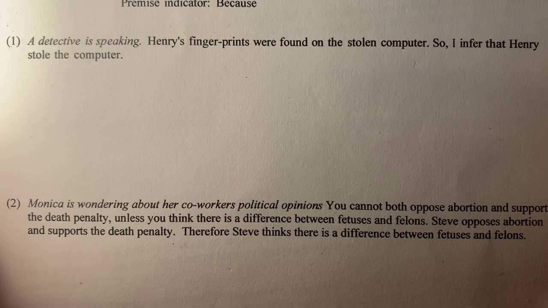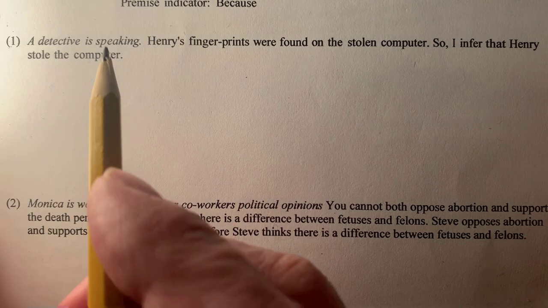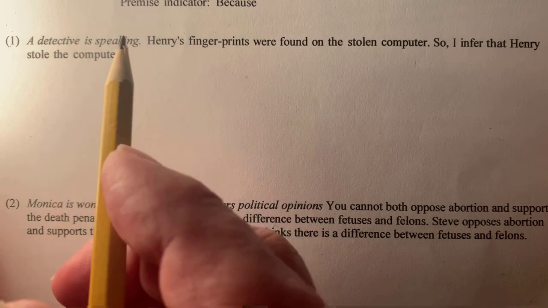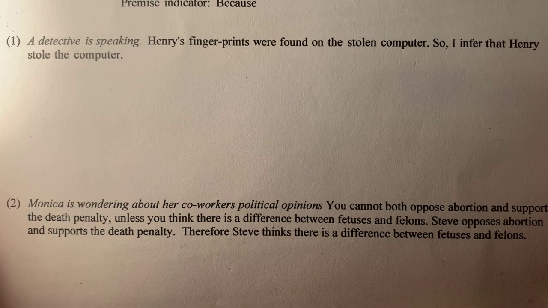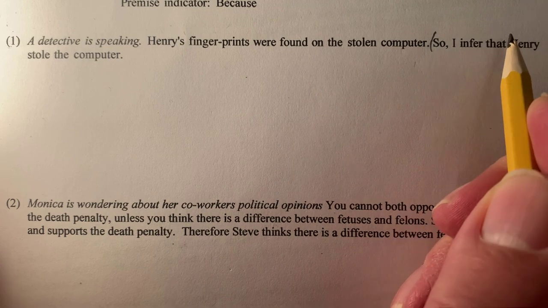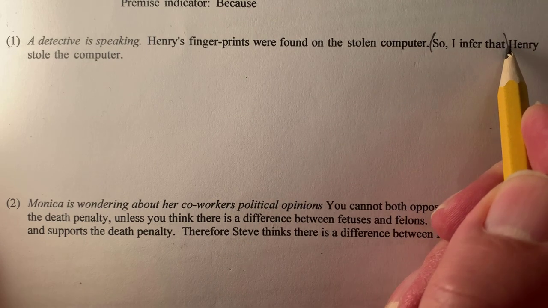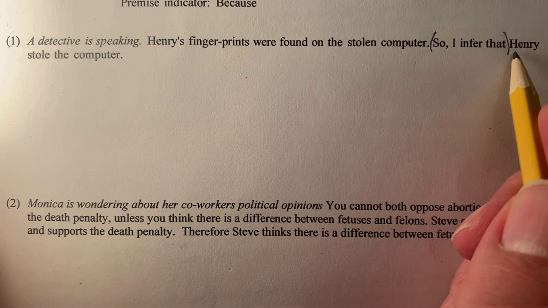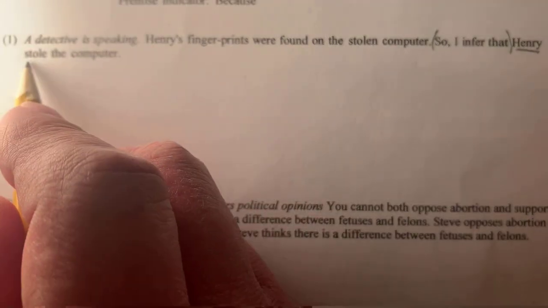So the very first problem is really straightforward. Remember, the stuff in italics is context. We're just imagining that there's a detective speaking. So the first thing you want to do when you look at a passage like this is to look for indicator words or indicator phrases. And we can see that, in fact, there is one. "So I infer that" is a conclusion indicator. That means that everything that comes after it is the conclusion: Henry stole the computer.